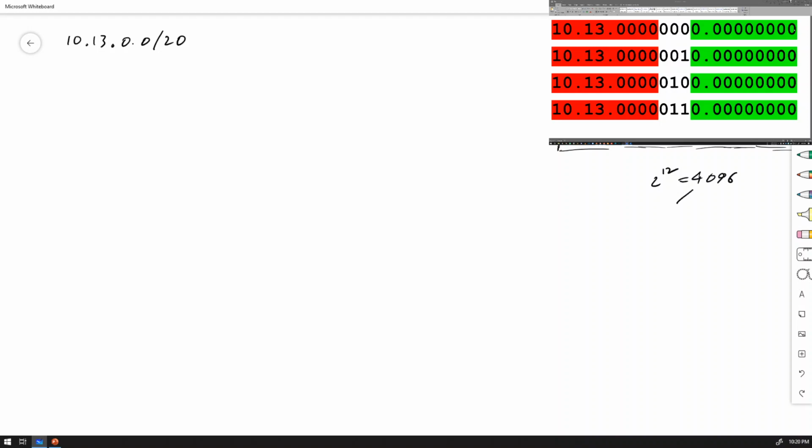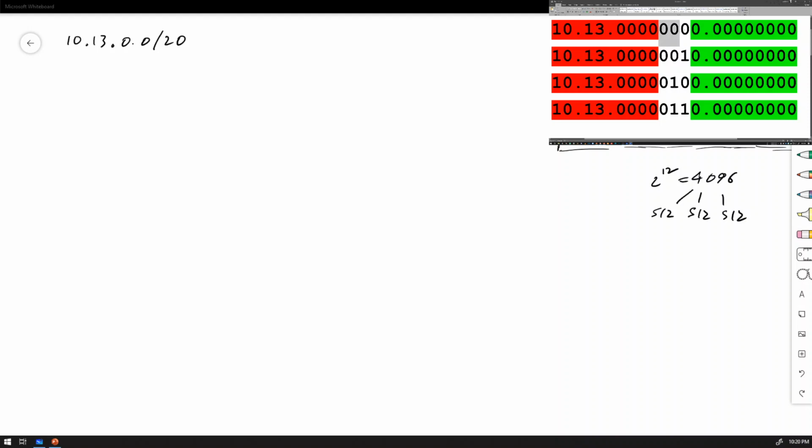So with 4096, the largest requirement is 512 hosts, right? So I have to start breaking it into 512s. Now, guess how many 512s I can have with this? I can have 8 blocks of 512, right? Also, the 3 subnet bits that I had on the top right corner of the screen, with 3 bits we can make 8 combinations, right? So we can have 8 blocks of 512.